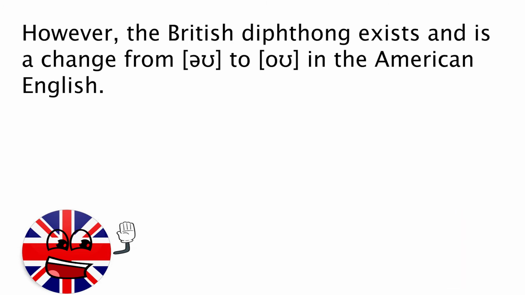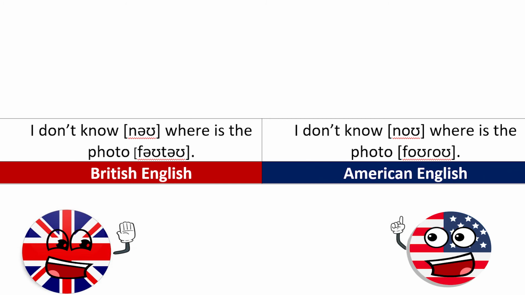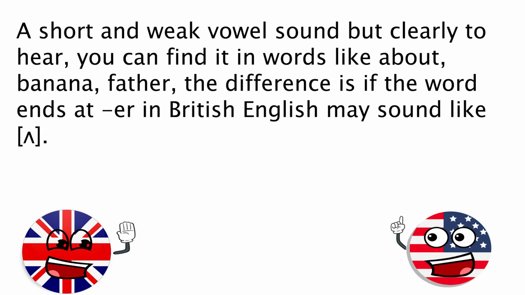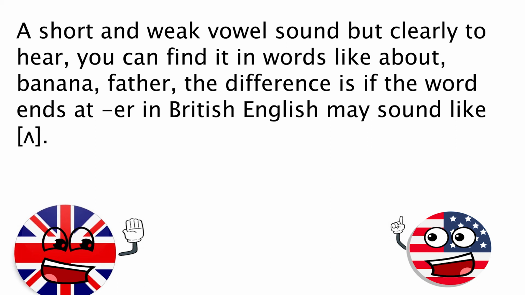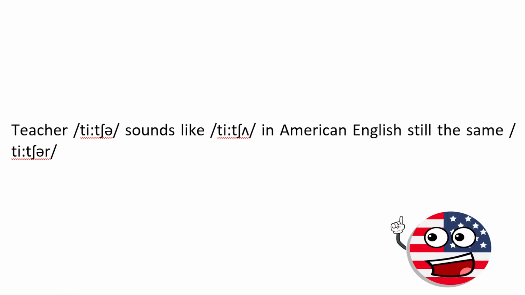However, the British diphthong exists, and it's a change from to O in American English. I don't know where the photo is. I don't know where the photo is. Schwa sound. A short and weak vowel sound but clearly heard. You can find it in words like about, banana, father. The difference is that if the word ends in ER, in British English it may sound like a. Teacher. In American English, teacher.